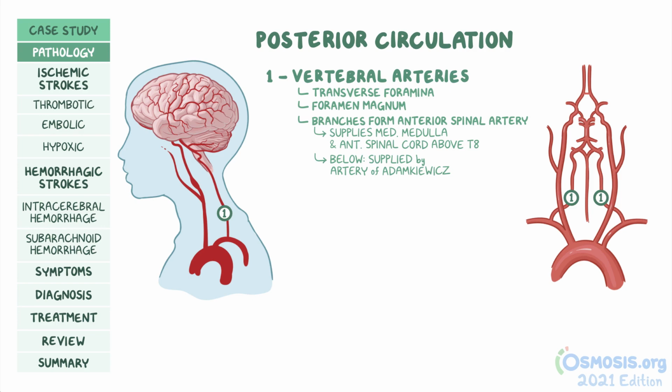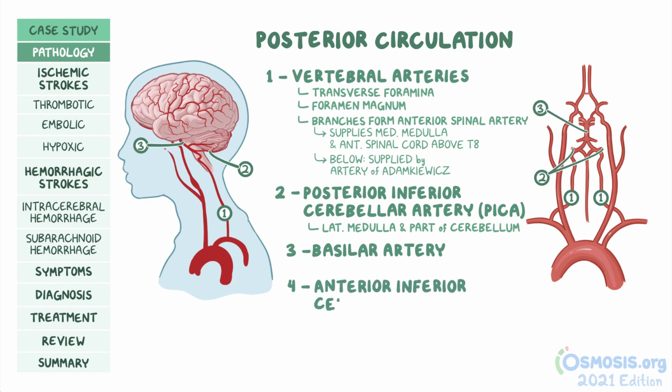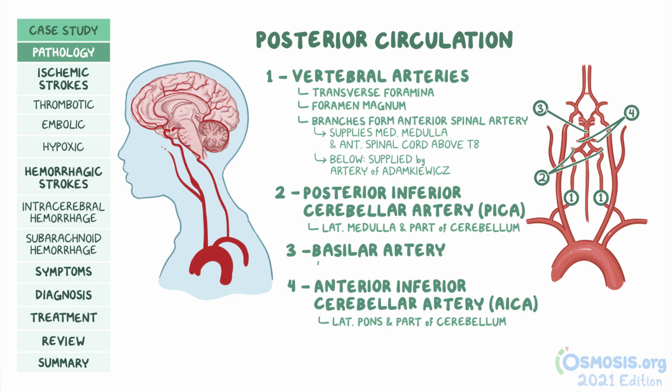In addition, the vertebral arteries give off the posterior inferior cerebellar artery, or PICA, which supplies the lateral medulla and part of the cerebellum. Then, at the base of the medulla, both vertebral arteries join into a single artery called the basilar artery. As the basilar artery ascends, it first gives off the anterior inferior cerebral artery, or AICA, which supplies the lateral pons and part of the cerebellum. Then, the basilar artery sends small branches called pontine arteries to supply the mid-pons.